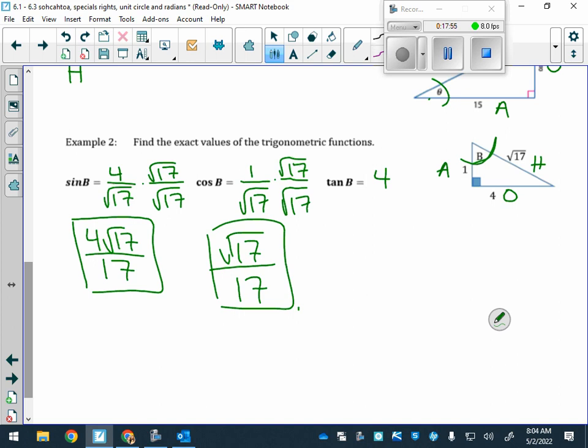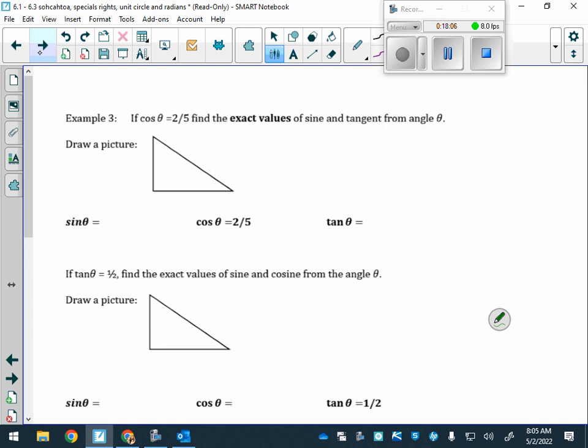Okay, so given all sides of a triangle, we are able to find the missing side lengths, sorry, our trig ratios. Now we're looking at the exact values, okay? So here is our triangle, and we're going to do a right triangle and say this is theta. They're giving us the cosine of 2/5. So if this is theta, cosine means what? What is our trig ratio in terms of cosine?